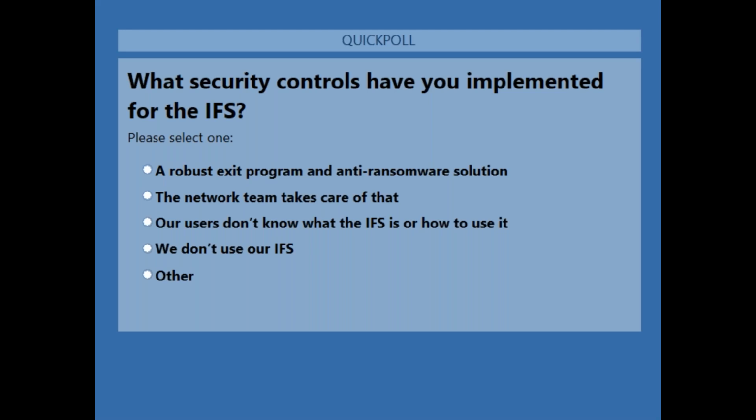All right. So the poll's been open for a minute. It looks like primarily I'm seeing that users either have a robust exit program and a ransomware strategy, or they have a combination thereof. So pretty typical. I'm glad to see you guys are at least paying attention to it.